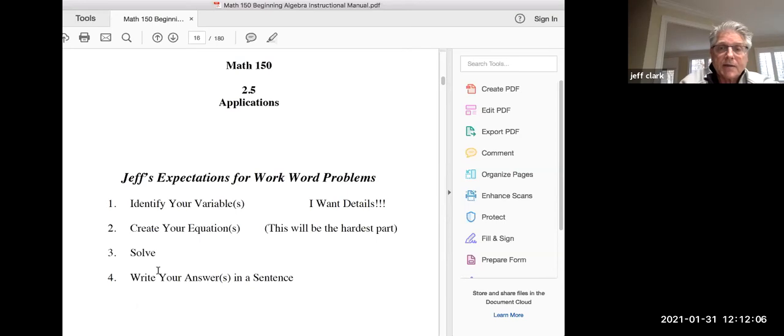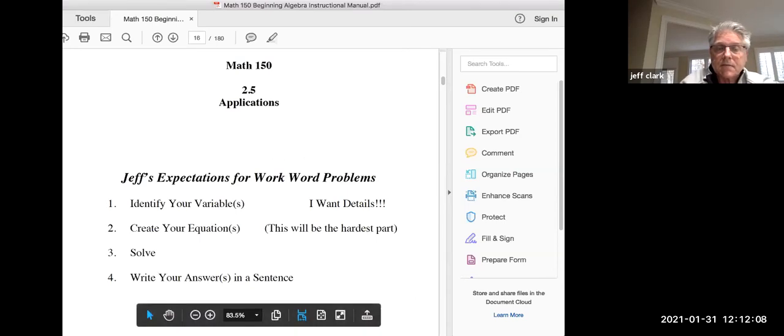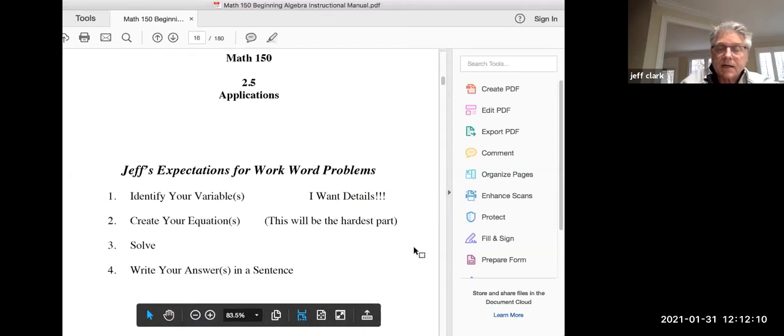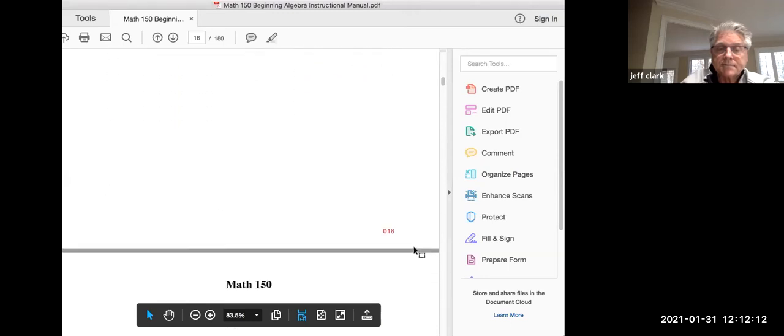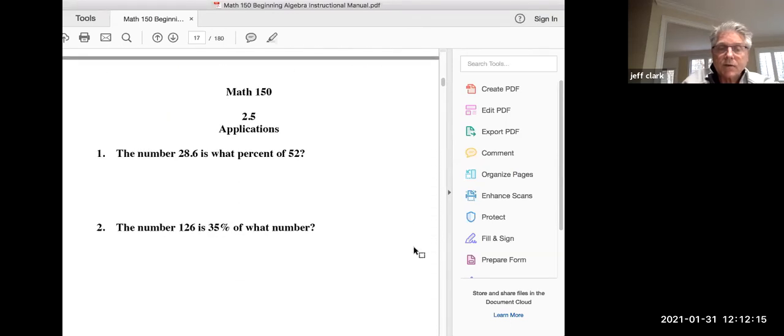All right, so I'm going to share my screen on this one. So you'll see, by the way, our first problem we're going to be looking at is number 1. And it talks about this number, 28.6, is what percent, now we're talking about percentage, of 52? Now, if you think about half of 52 is what, 26? Half is 50%. 26 is a little bit more than 50%. So the answer ought to be a little bit more than 50%.